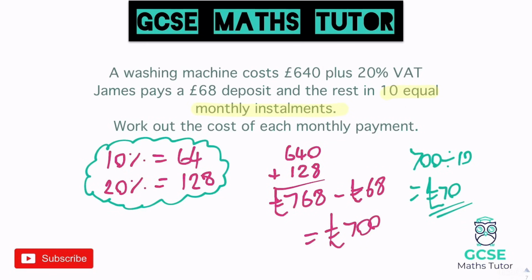We could have halved 10%, we could have got 5% as 32, or we could have actually divided it by 10, we could have got 1%. Dividing 64 by 10, 1% would have been £6.40, and we could have built that up to any percentage that we wanted from there, so £6.40. Let's have a look at something else.